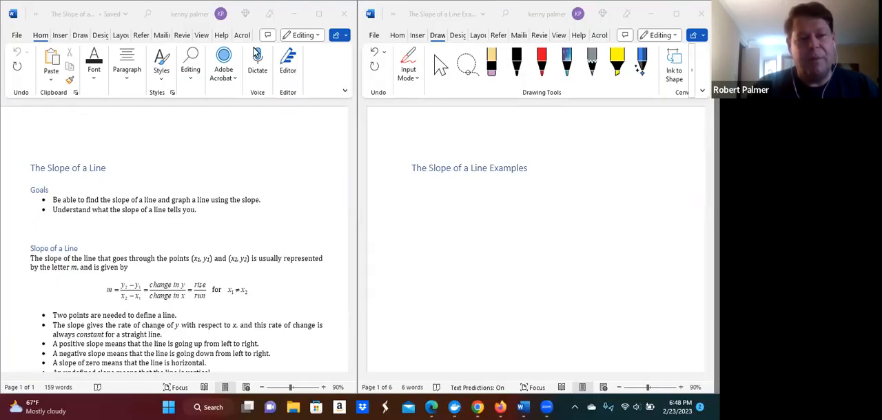Hello, everyone. Welcome back. Today, I want to learn about the slope of a line. So our goals will be to find the slope of the line and then graph a line using the slope, and also understand what the slope tells you, what information it gives you.